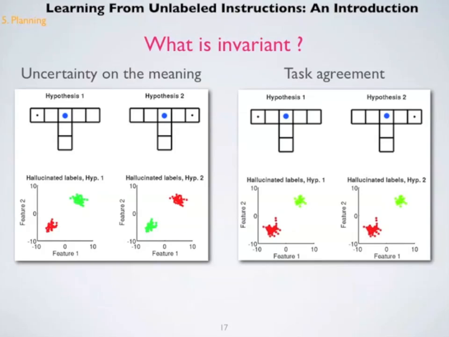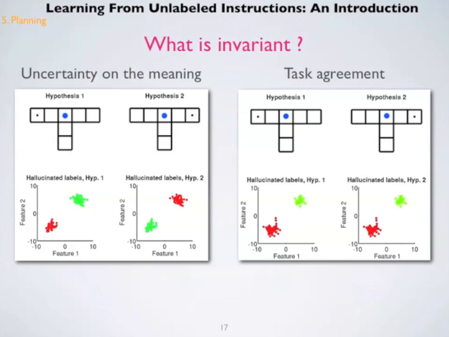So let's summarize. We have seen two strategies that the robot may choose to differentiate hypotheses, and both alone are not working. At some point, you need to switch from one technique to the other. And the question is, is there any invariant in both situations? Is there any higher principle that could explain both situations?